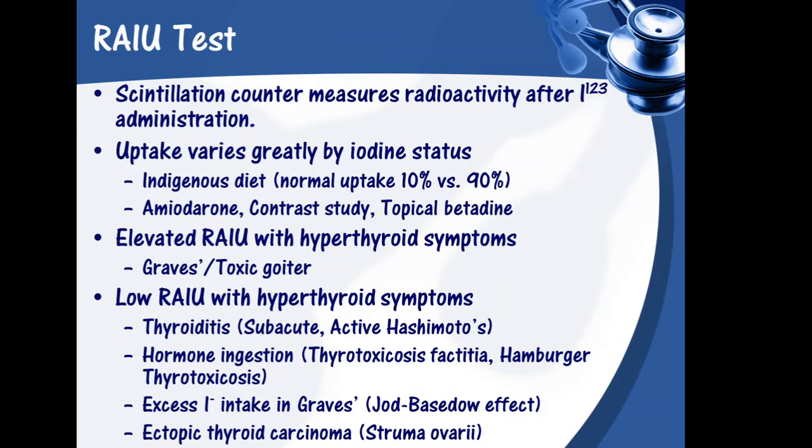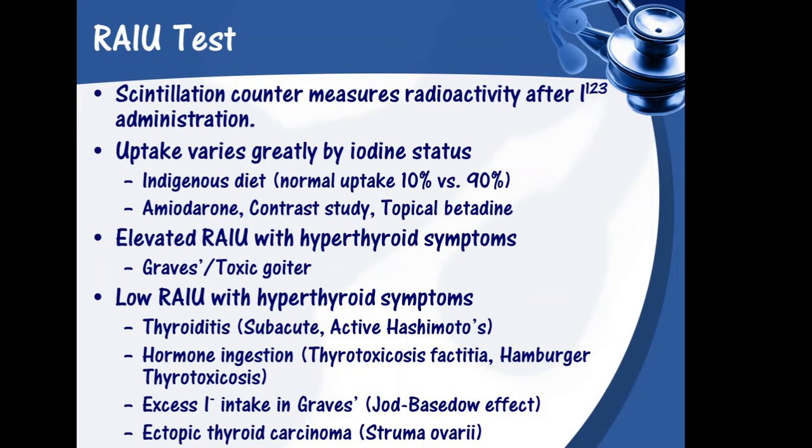So the RAIU test is a scintillation counter that measures radioactivity based on a radioactive isotope of iodine, that is iodine-123, and the uptake varies greatly by the iodine status. If you are taking an iodine-deficient diet, the normal uptake is 10% versus 90%. In the presence of amiodarone, contrast study, topical betadine, etc., this might change.